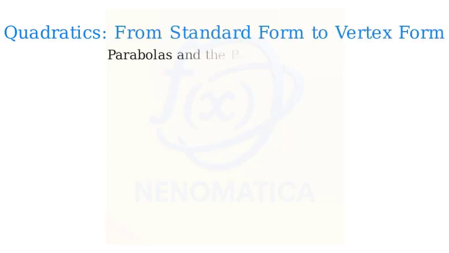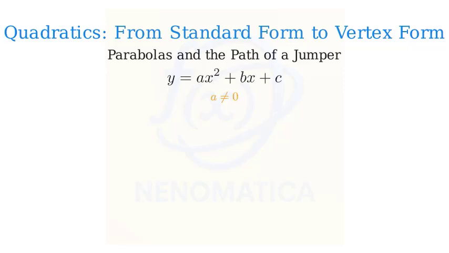Welcome! In this lesson, we will connect the standard quadratic form to the vertex form and see why a parabola perfectly models the path of a jumper. Step 1. The standard form of a quadratic relationship is y equals ax squared plus bx plus c with a not equal to 0. This represents a parabola. The a controls opening and width, b controls horizontal placement and tilt, and c is the vertical intercept.